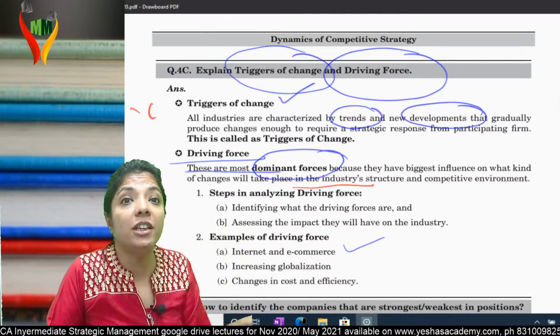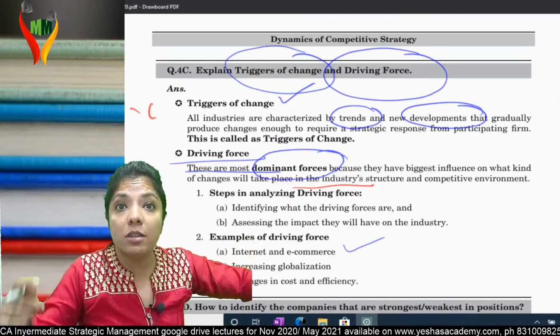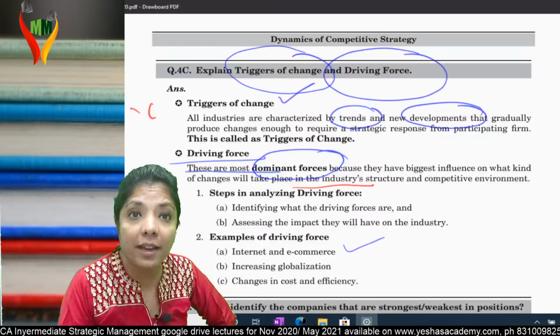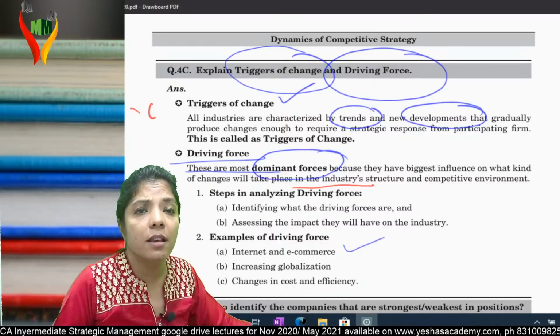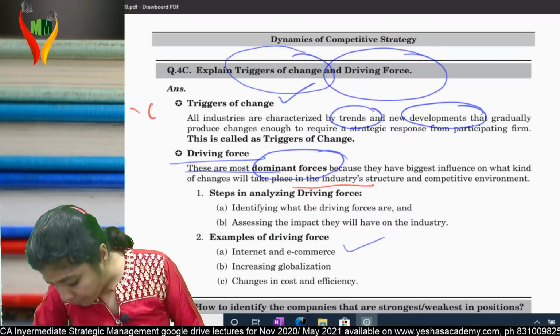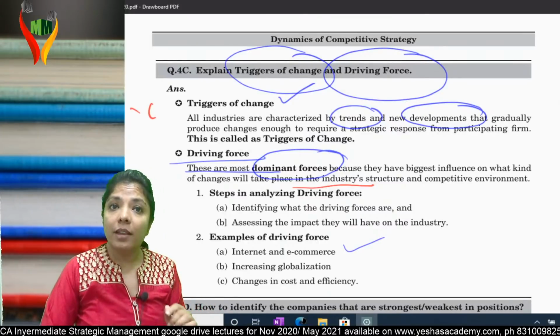Am I clear? So what are we doing? We have immediately adapted. Driving force. We have immediately adapted this technology of teaching online, virtual lectures. Is this clear till here? Any problem till here? Can I go ahead?